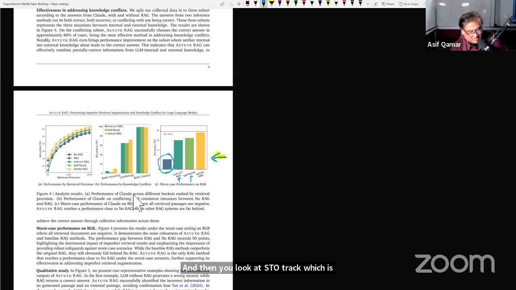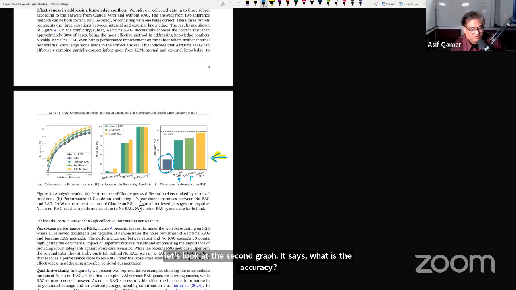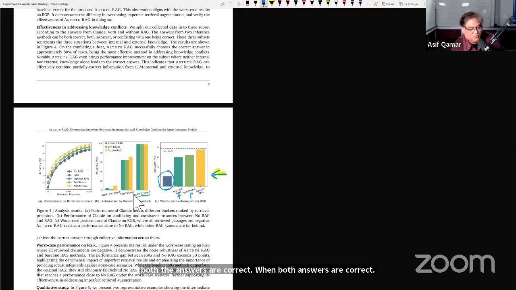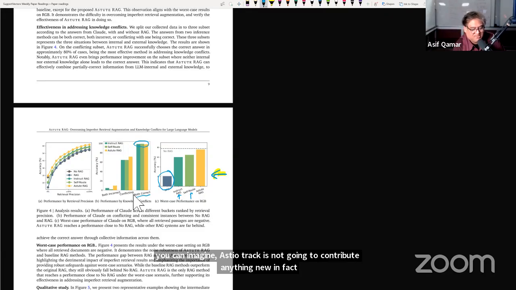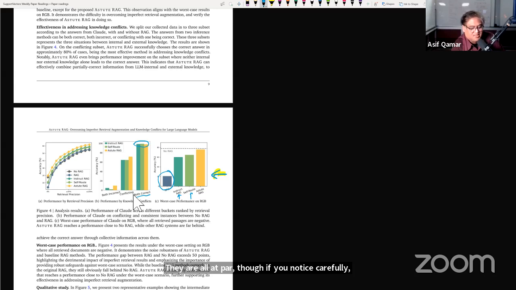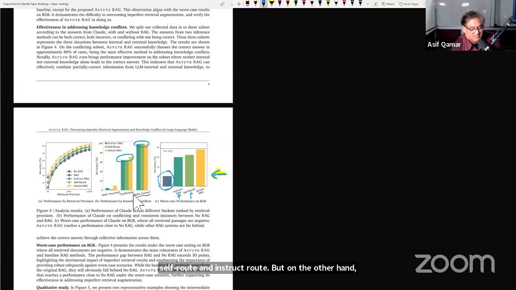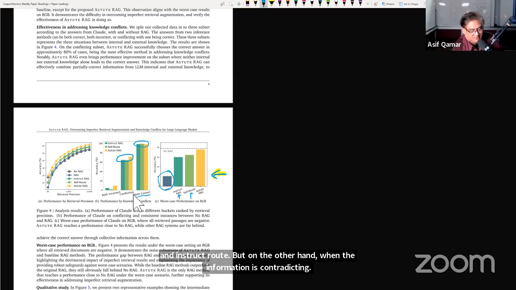Quite remarkable. Now, let's look at the second graph. It says, what is the accuracy when both the answers are correct? When both answers are correct, as you can imagine, Astute RAG is not going to contribute anything new. In fact, they are all at par, though if you notice carefully, Astute RAG, for whatever reason, seems to be just a tad bit lower than Self-Route and Instruct RAG. But on the other hand, when the information is contradicting, notice that Astute RAG beats the best methods available so far. In fact, methods that just came out a few months ago.